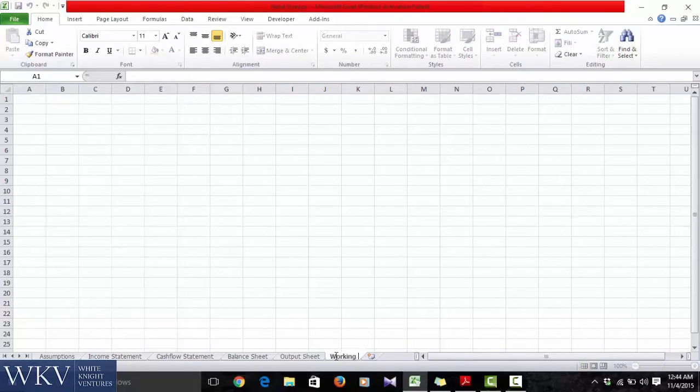Now we select all the sheets except the assumption sheet because the formatting in all the sheets would be the same. We first select all worksheets by pressing Shift plus mouse click. Now when we enter data in the income statement sheet, it automatically gets incorporated in all the other worksheets as well.